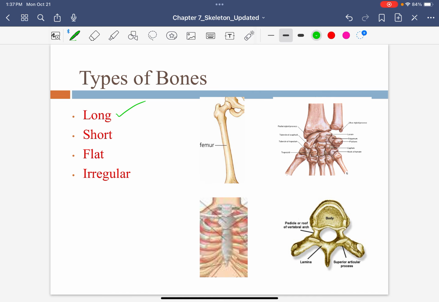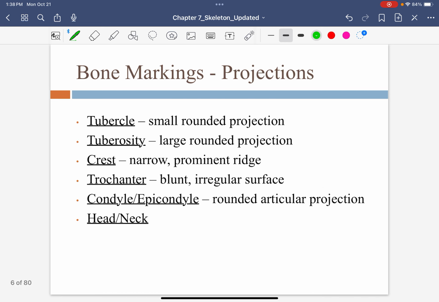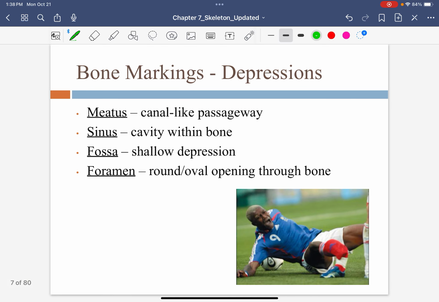There are some other types of bones, and they're really typed by shape. Be able to give an example of each. A short bone example is a carpal. It's short. A flat bone would be the sternum, and an irregular bone example is the vertebra. Pretty straightforward, right? Now, you don't need to know these definitions. You don't need to know them.